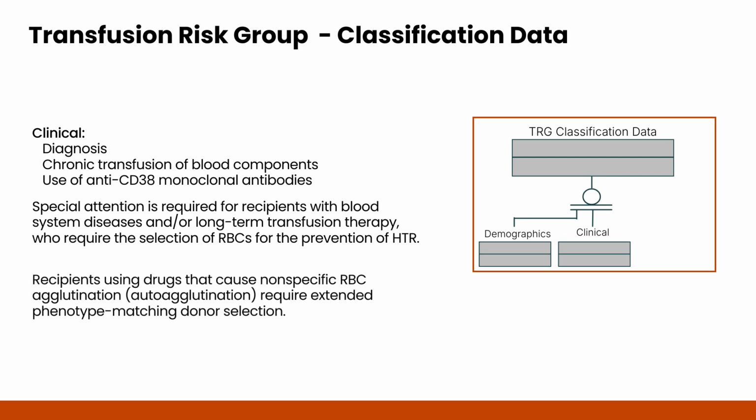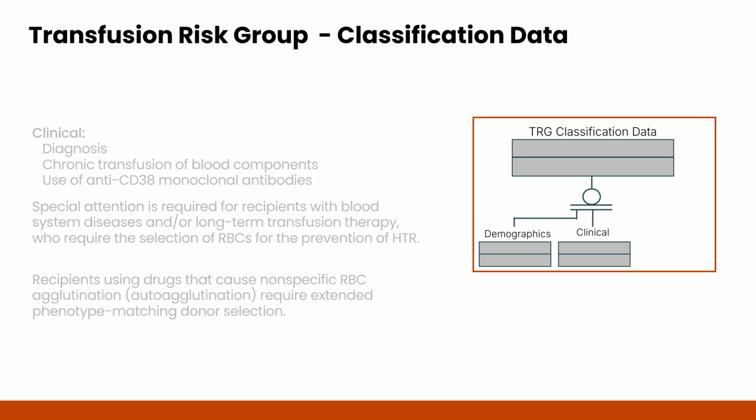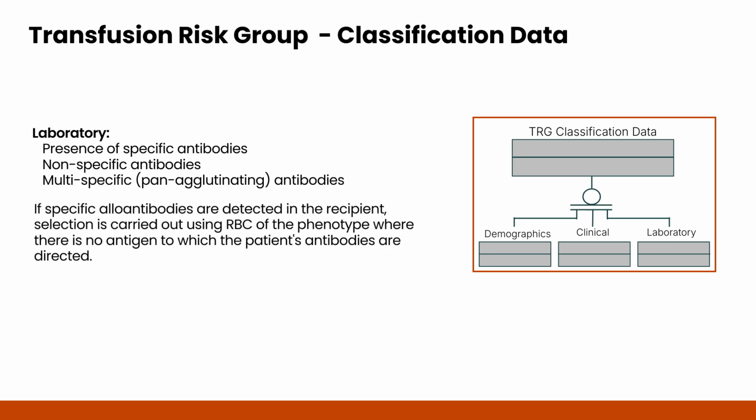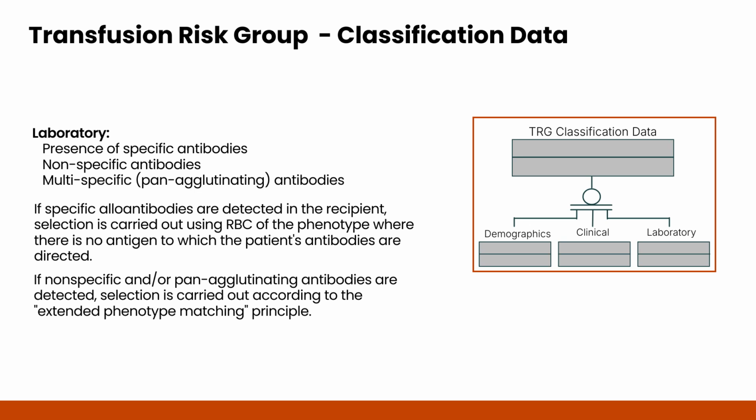Recipients using drugs that cause nonspecific RBC agglutination require extended phenotype matching donor selection. And finally, laboratory. Laboratory includes the presence of specific antibodies, nonspecific antibodies, and multispecific pan-agglutinating antibodies. If specific alloantibodies are detected in the recipient, selection is carried out using RBC of the phenotype, where there is no antigen to which the patient's antibodies are directed. If nonspecific and/or pan-agglutinating antibodies are detected, selection is carried out according to the extended phenotype matching principle.